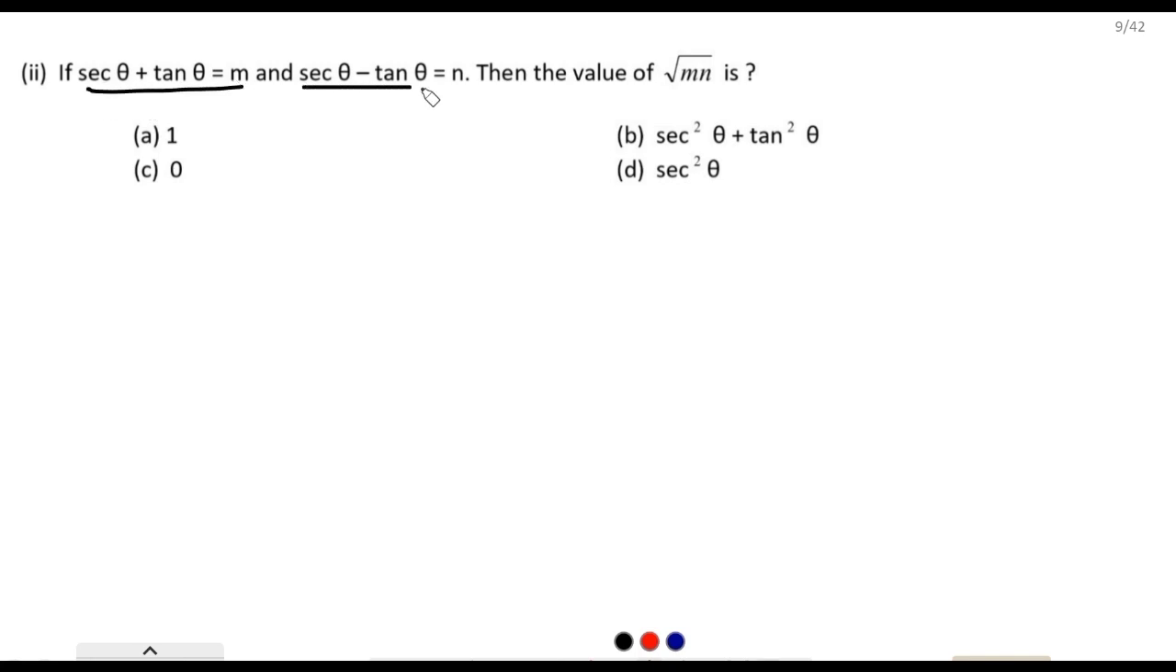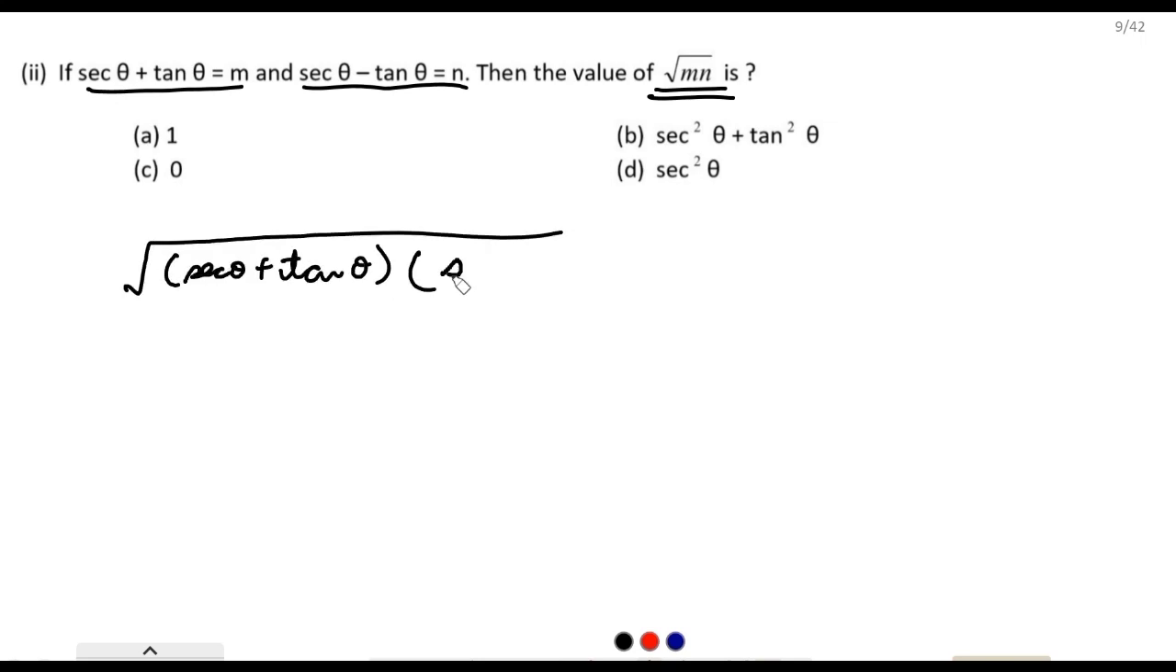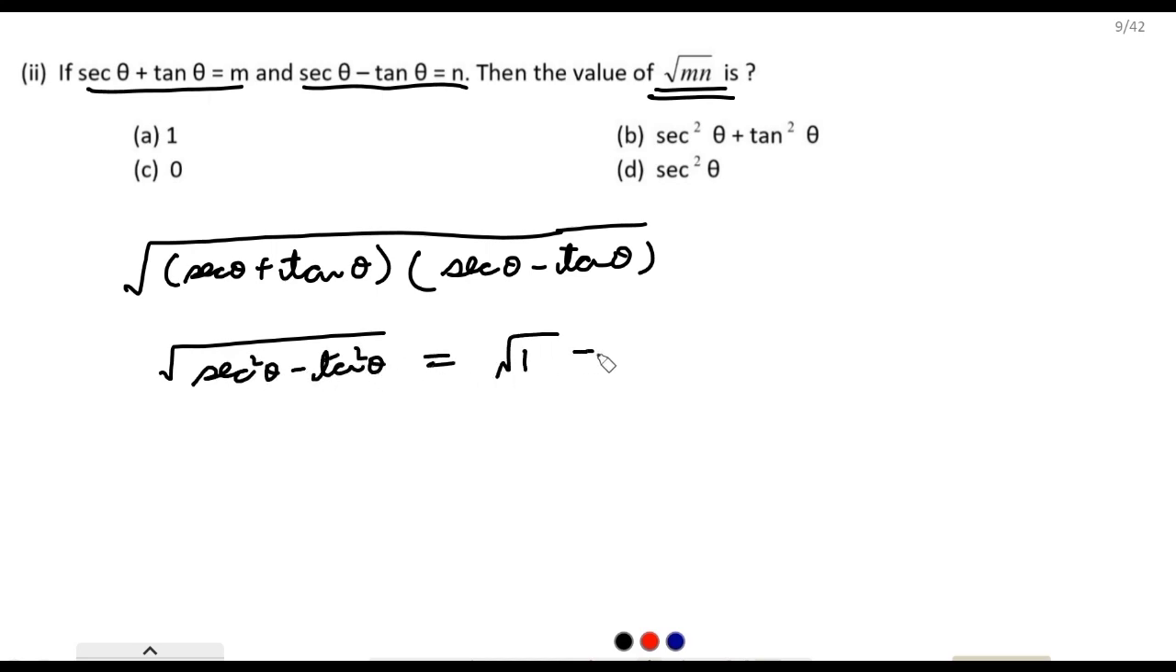The value of m is given, the value of n is given, and we have to find the square root of mn. So put the values of m and n, then solve it. a plus b into a minus b is equal to a square minus b square, and sec square theta minus tan square theta is 1, which means the answer is 1.